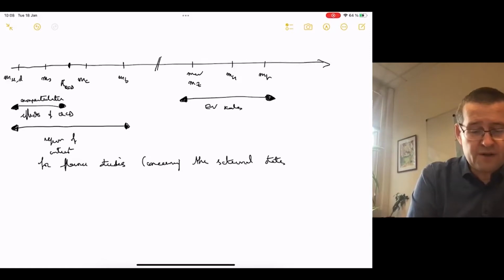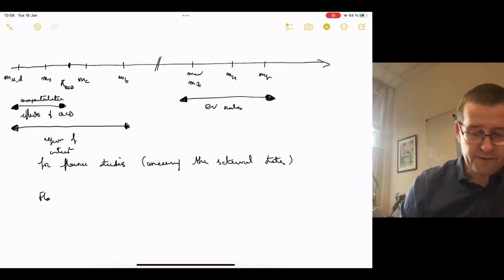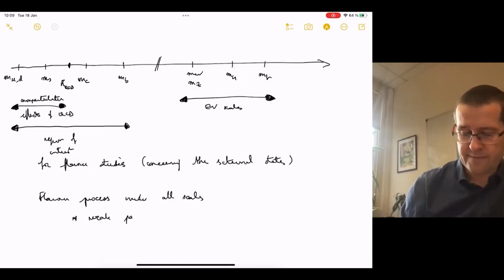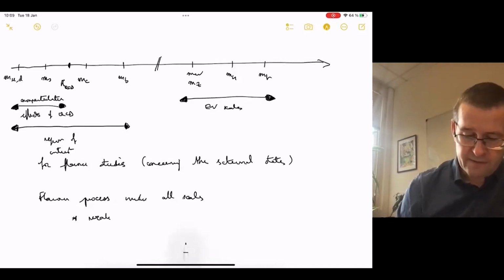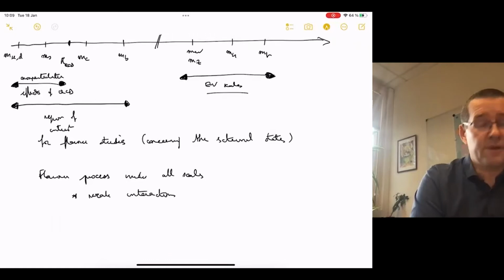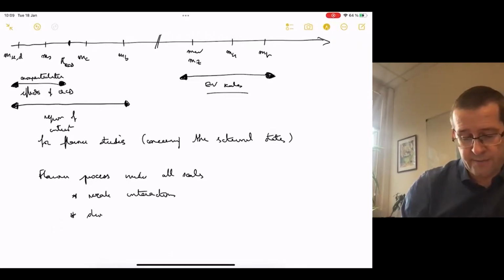And the problem is that when you think of a flavor process, it will involve all scales: the weak part, interactions occurring at the typical electroweak scale that I've mentioned before, but you've also got the strong interaction. And so this one is present everywhere.